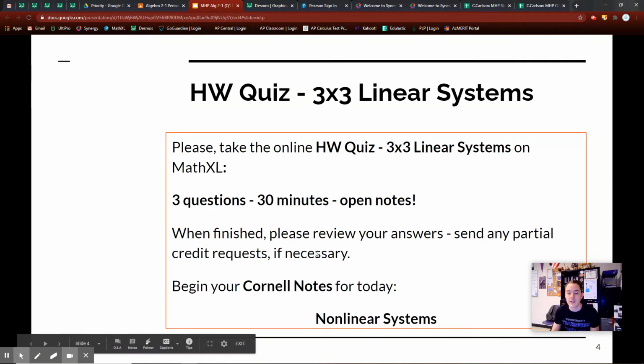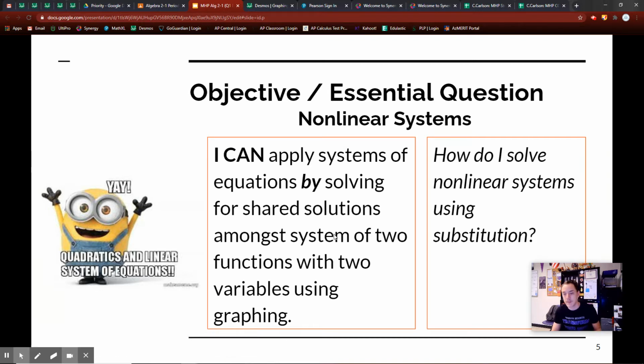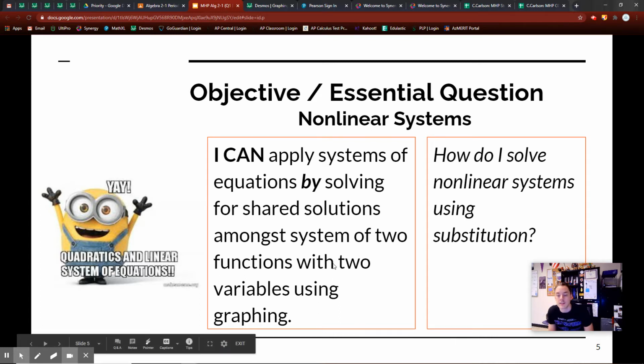Then begin your corner notes for nonlinear systems. What are nonlinear systems? Well, they're nonlinear, and they're systems. They are systems of equations that are not linear. We've done 2x2 linear systems and 3x3 linear systems, but what if we have nonlinear systems? What if we have 2 equations, but some of them are quadratics? What do I do then? Quadratics and systems of equations, we can still solve it.